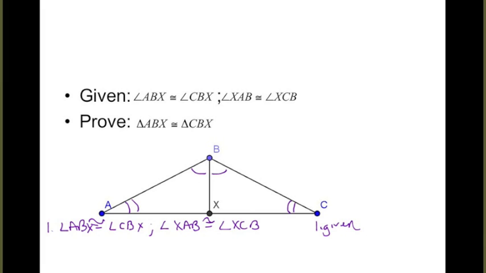Two things marked in the triangles. We have to know three things to be able to say that they're congruent to each other. So what's a third thing I can know about these triangles? Same thing as the last time.